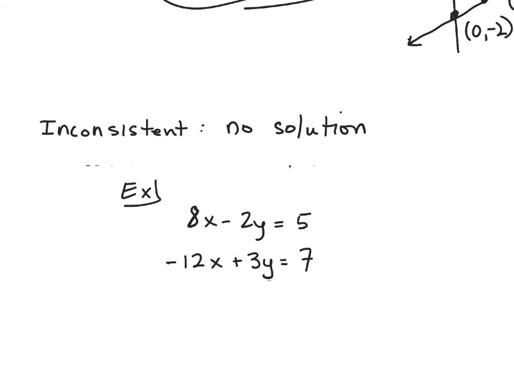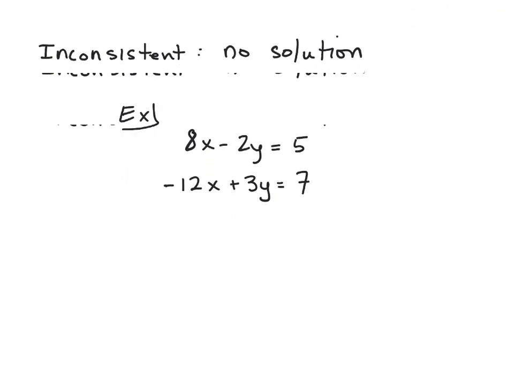So another example of a system of equations, this one's going to have no solution or inconsistent. What that means is these are two lines that have the same slope but different y-intercepts. So they're parallel lines which never intersect, so they're not going to have any points in common, hence no solution. What you would see is this.